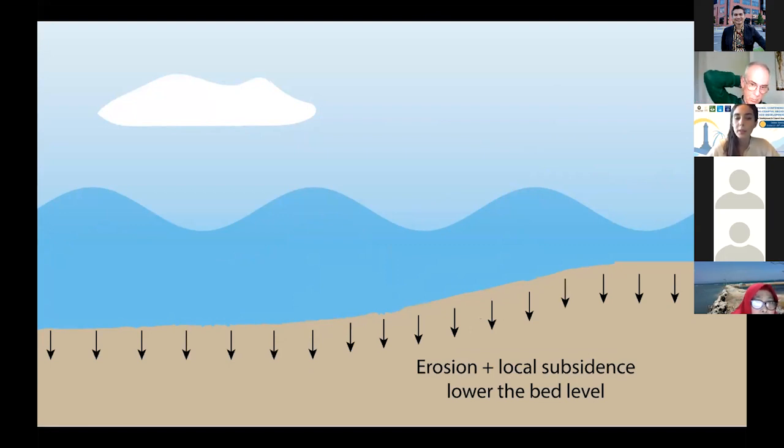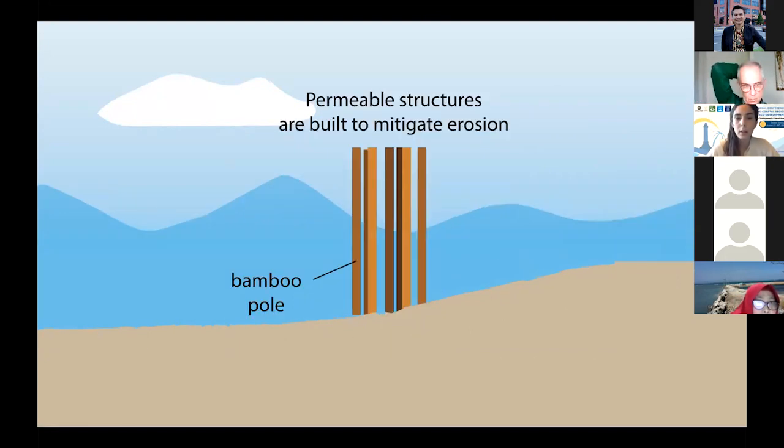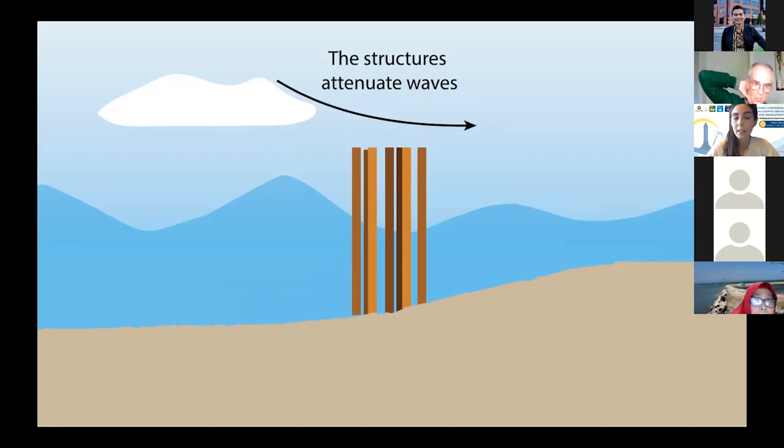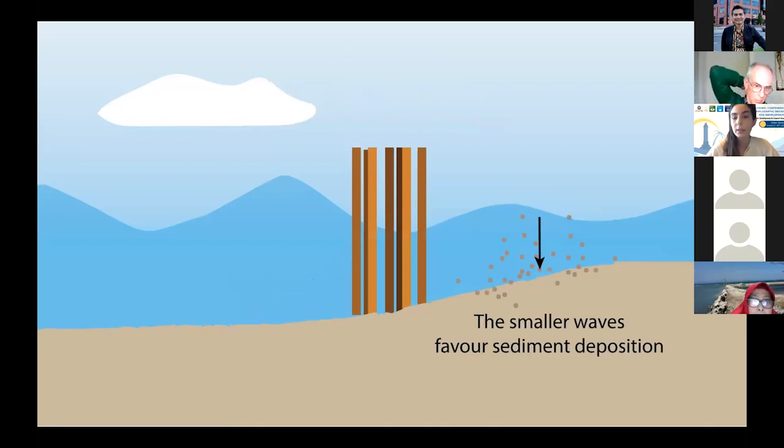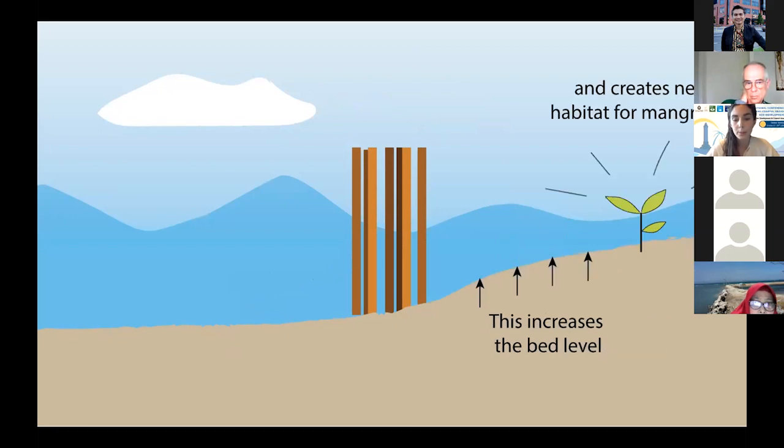And in order to mitigate this decrease in the bed level, permeable structures have been built to mitigate erosion, consisting of bamboo poles and also different configurations that I will discuss later. The idea is that these structures mitigate waves, which reduces the wave height behind the structures and favors sediment deposition. This allows the bed level to build up, creating new habitat for the mangroves and favoring mangrove establishment.